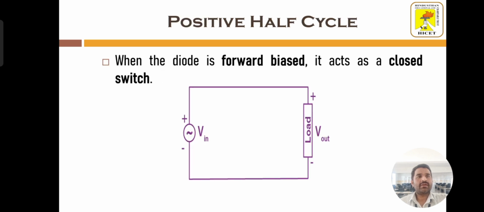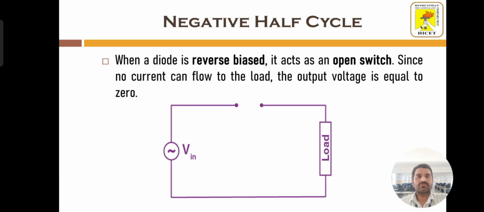When the diode is forward biased, it will act as a closed switch. So it will allow the current to reach the load, so there will be an output voltage across the load. When the diode is reverse biased, it will act as an open switch. Since the circuit is open, no current flows through the circuit, so the current will not reach the load and the output voltage will also be zero.